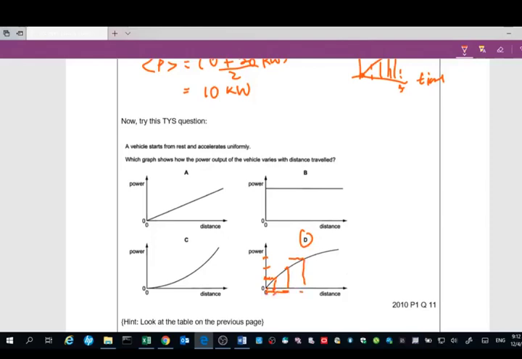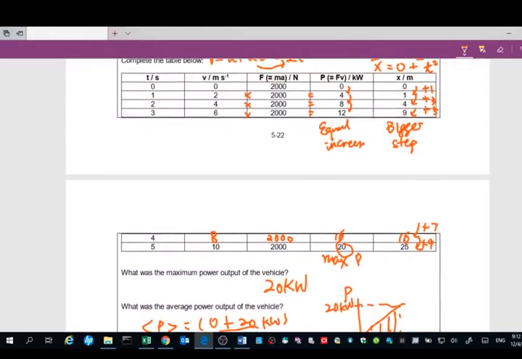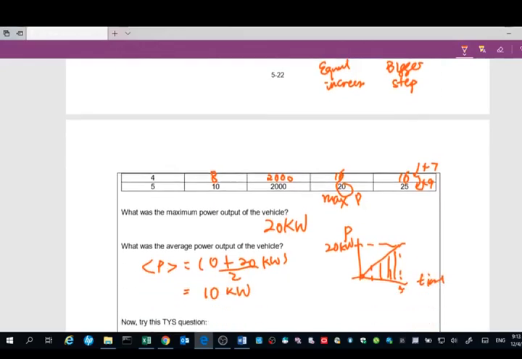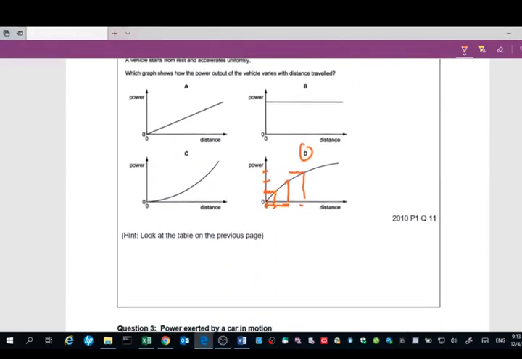This is how you can get a graph from these columns 3 and 4, right? By looking at the way the power and X change with time. The power has equal increments with time, whereas X increases with respect to time squared. So there's a bigger step in increase. So therefore the answer should be D. But nevertheless, you can actually derive it mathematically.